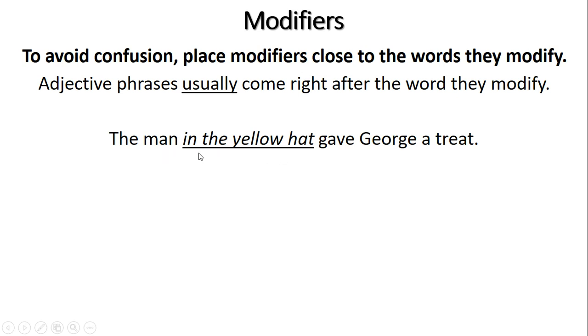And since the words in the yellow hat are a prepositional phrase, it's describing this noun right here. So when it says adjective phrases usually come right after the words that they modify, you notice the word man, here's the noun, and the adjective phrase comes right after it.